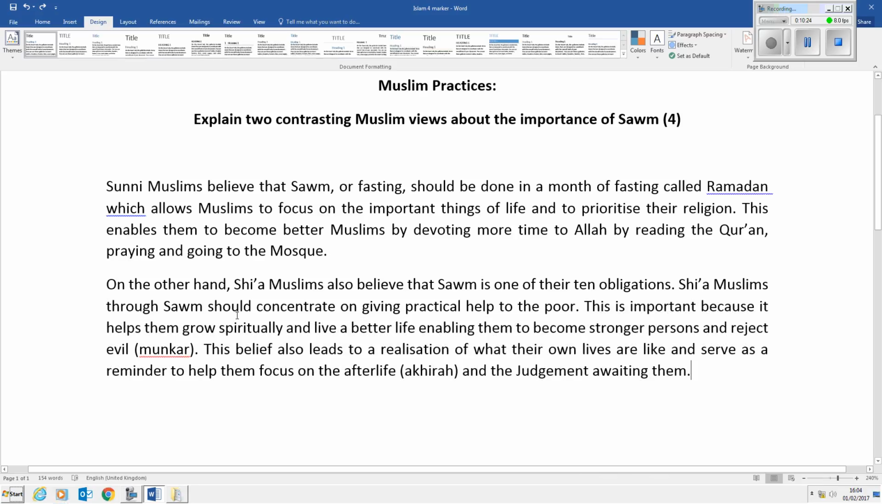This is important because it helps them grow spiritually and live a better life, enabling them to become stronger persons and reject evil, munkar. This belief also leads to a realization of what their own lives are like and serves as a reminder to help them focus on the afterlife, Akira, and the judgment awaiting them. Now, I think probably if we had stopped after Munkar, we probably do have 4 at this point because we've given a point with an explanation. But just to be certain, we've just added an extra little bit of points, and it might also help you to see 2 different potential explanations that if you forget one, you might remember the other.